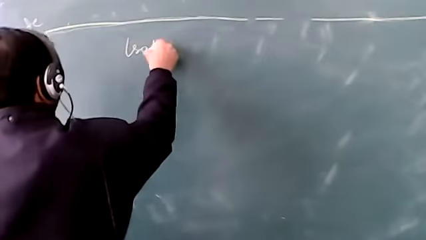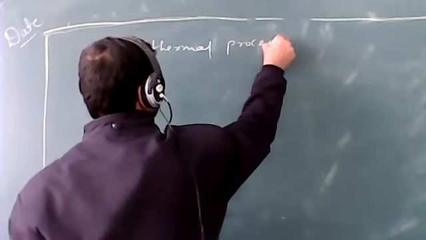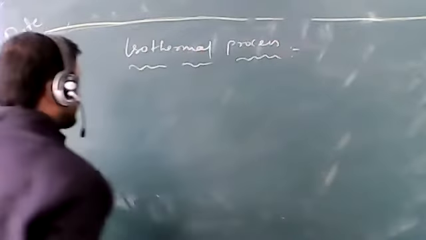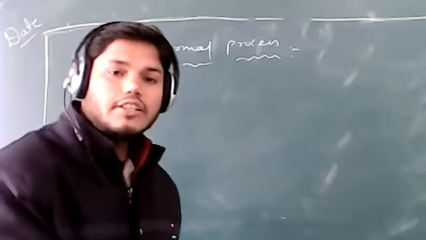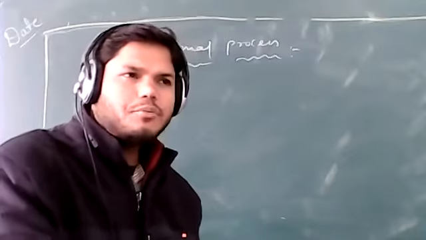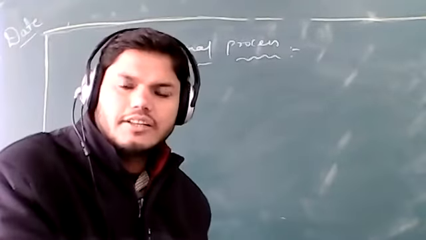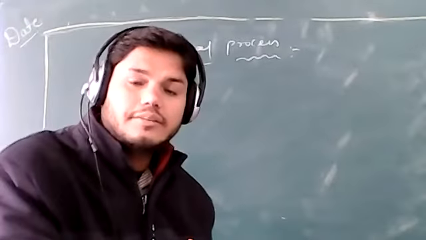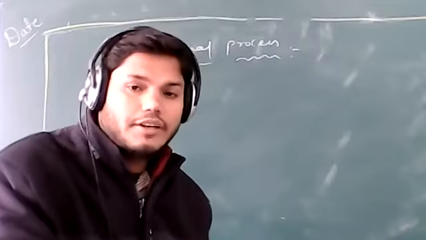Isothermal process means what? What is the definition of isothermal process? The definition tells that if the process is carried out at a constant temperature, if the temperature of the system remains constant throughout the process, then that process is called the isothermal process.